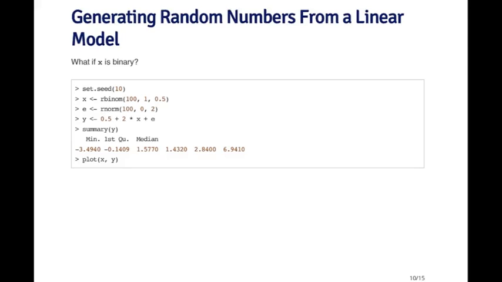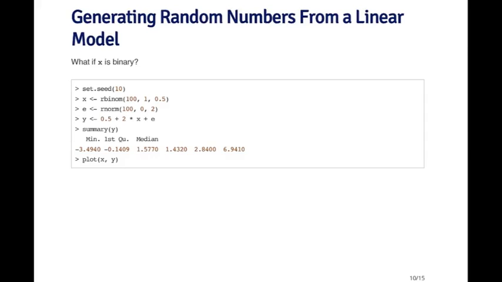So, just a slight variation of the previous example. What if, instead of x being a normal random variable, x is a binary random variable? So maybe it represents gender, or maybe some treatment versus control or something like that. Here that's very simple. I can generate binary data using the binomial distribution and the rbinom function.